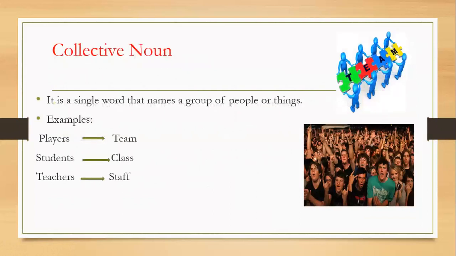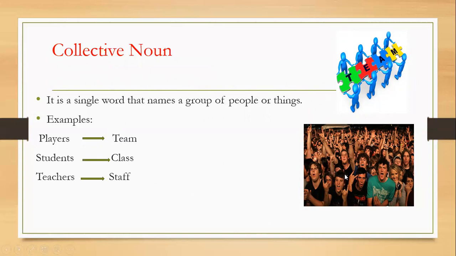Our next slide is about collective noun. Have a look at this image. Team. In a team, there may be 11 players, there may be 7 players, there may be 6 players. The number of players may be different, but we can use a single word for all the players, that is team. Students. In a class, you have observed there may be 40 students, 30 students, or 50 students, but we can use only single word, that is class.